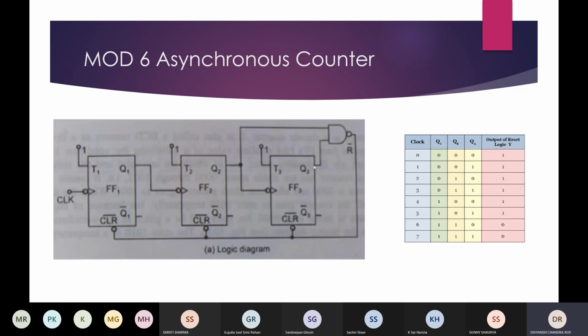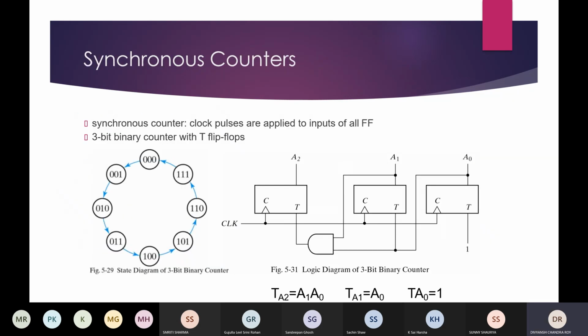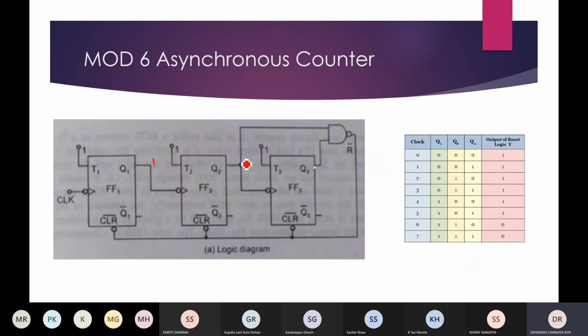Now this is the circuit diagram of the mod 6 ripple counter. Mod 6 means it counts up to 5, and as soon as the output goes to 6, the output of the NAND gate changes. If you see here, when the output goes to 6, 6 means 1 1 0, then the output of this AND gate will be 1, and this will reset all the flip-flops, because here you can see there is a bubble at the clear input.